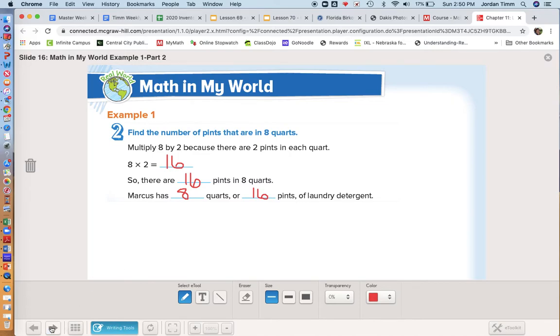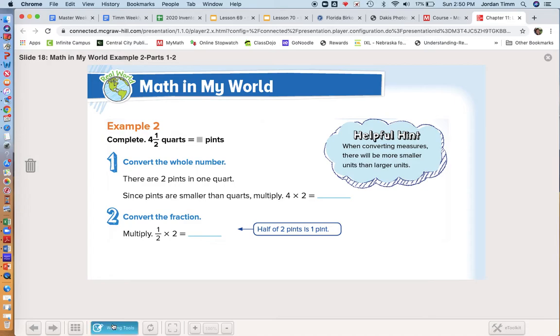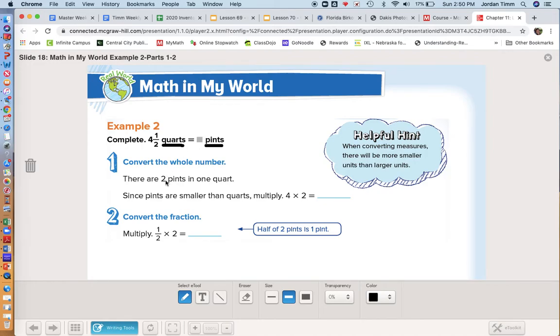Okay, let's move on to example number 2. We need to convert 4.5 quarts to pints. So first we're going to convert the whole number. We need to find how many P's there are in 1 Q. So look at your chart, and you should find there's 2 P's, 2 pints in 1 quart. So since pints are smaller than quarts, we multiply 4 times 2. So we're multiplying 4.5 times 2. But let's split it up and do the whole number first, then we'll go to the fraction next.